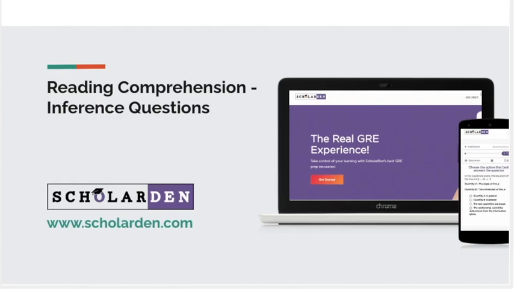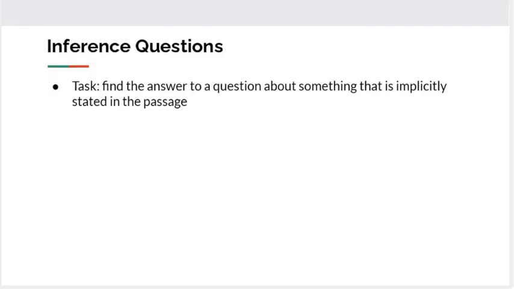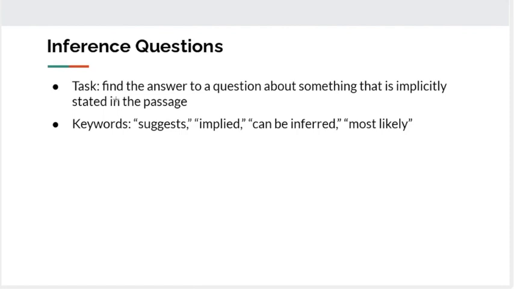So in this video, we'll look at inference questions, and inference questions are kind of a sibling to the according to or specific detail questions that we looked at in the previous video. With inference questions, your task is to find the answer to a question about something that is implicitly stated in the passage. So implicitly as opposed to explicitly, which is the case with the specific detail questions. Keywords that tell you that you're dealing with an inference question include suggests, implied, can be inferred, and most likely.